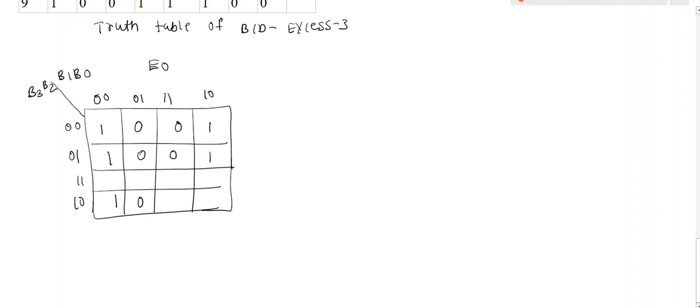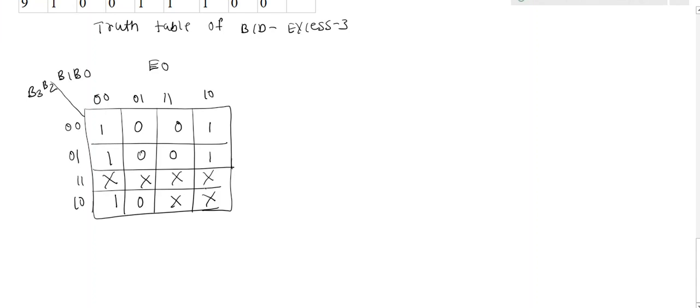In my BCD table, I have considered 0 to 9 as the valid BCD numbers. So from 10 onwards, all the numbers are don't cares, and I am going to represent all these values as don't cares. Now after plotting all the cells of the K-map, we'll try grouping.